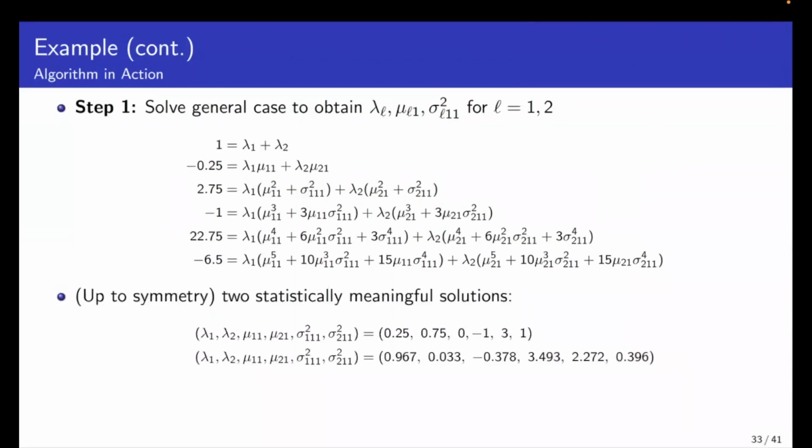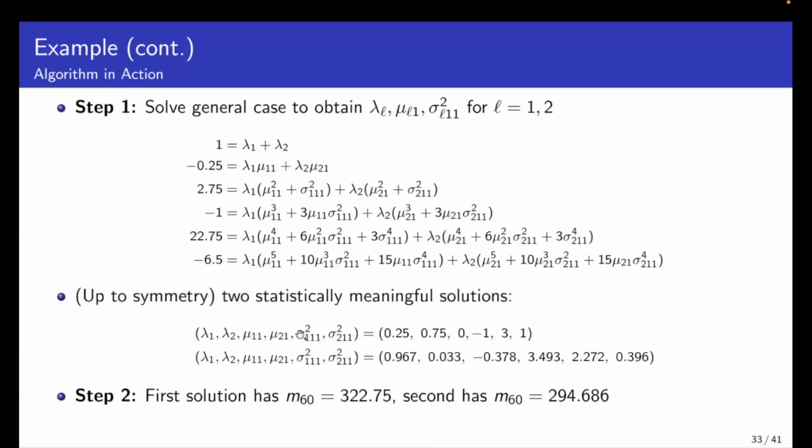Up to symmetry, there's actually two statistically meaningful solutions. So then what we do is we look at what the 6th moment of these parameters looks like and compare it to the sample 6th moment. In this case, the first solution has 6th moment 322.75, which was exactly the inputted sample moment. So we would select this first solution. So now we know the mixing coefficients.